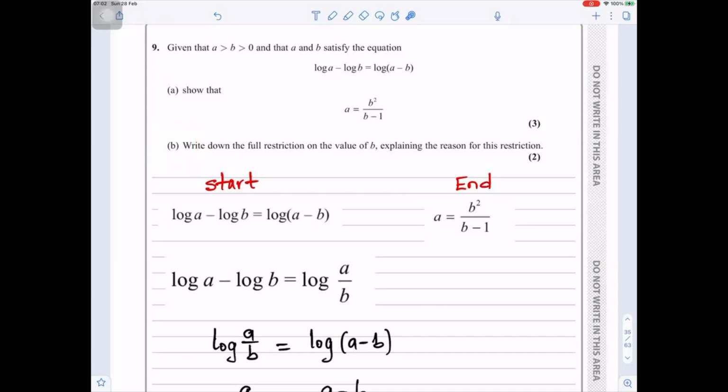But what happened was some of the students could not remember this log A minus log B. Some of the candidates could not remember that formula, and that is why they couldn't gain that mark. But those who remembered it were able to do it properly. And for part D, there was some difficulty for some students to know what infinity or undefined is. So that's why they couldn't get part D done properly.